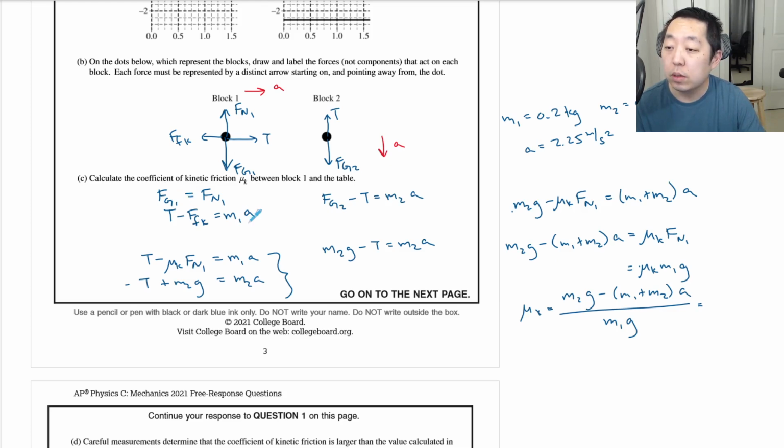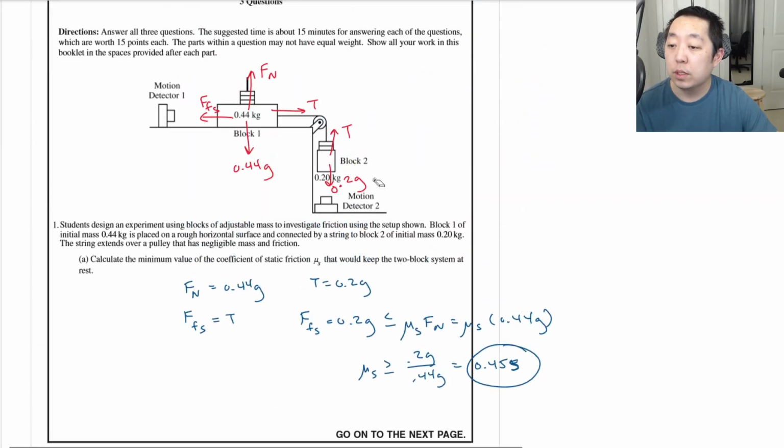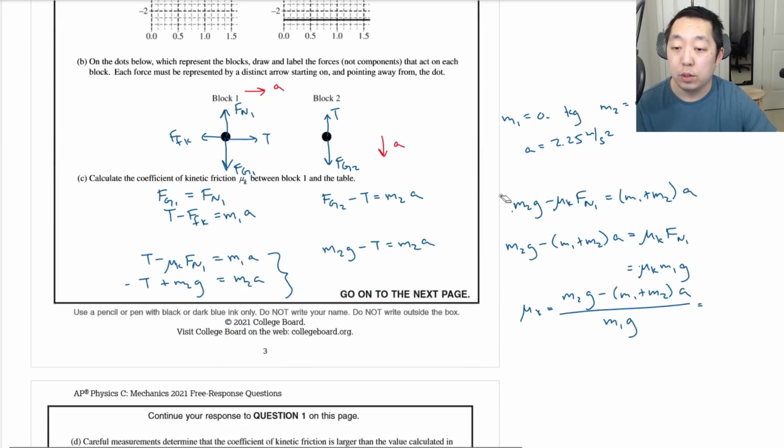Let's see. m1a. Oh, did I mix these up? Oh, yeah. m2. I mixed up in my head. Let me just double check the numbers. The mass of block 2 is 0.2, and the mass of block 1 is 0.44. Whoops. That looks more right. m1 is 0.44 divided by 9.8. Yeah, I get 0.12.